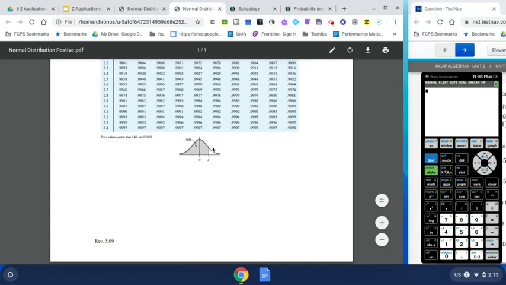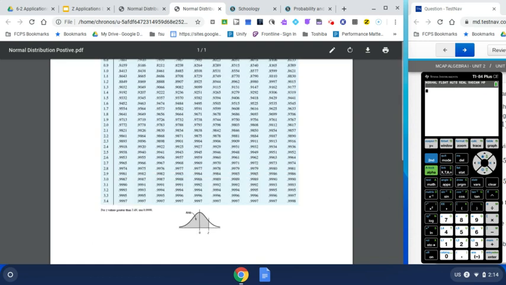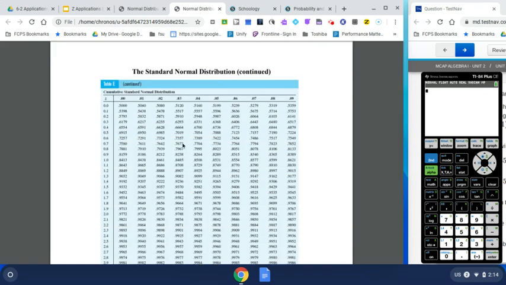So if this tail region is 10%, hopefully it would make sense that this region would be 90%. Thinking about the area under the curve has to correspond to 100% of the data values. If this right tail region is 10%, that means the area to the left of that would be 90%. So I am going to scan in the middle where the probabilities are for the closest number I can possibly get to 0.9, 90%.